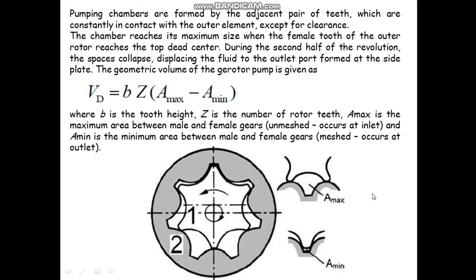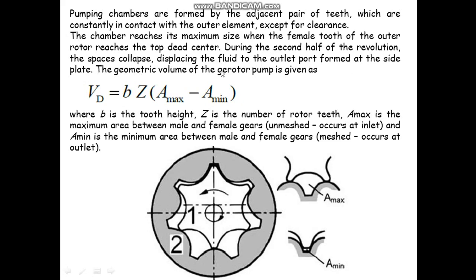So these pumping chambers are created in such a fashion that the adjacent pair of teeth are constantly in contact with the outer element, except for the clearance. So this can be considered as the clearance. The chamber reaches its maximum size when the female tooth of the outer rotor reaches top dead center, and during the second half of the revolution the spaces collapse, displacing the fluid from the outlet port formed at the side of the plate.